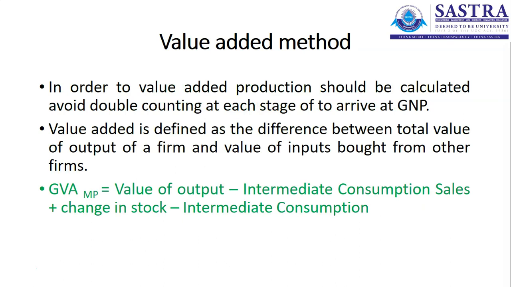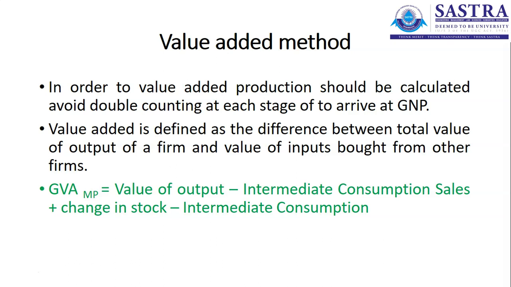And the value added method: in order to get value added, the production should be calculated avoiding double counting at each stage to arrive at the gross national product. For that particular purpose this value added method is used. In the value added method, the value added is defined as the difference between the total value of output of a firm and the value of input bought from other firms.